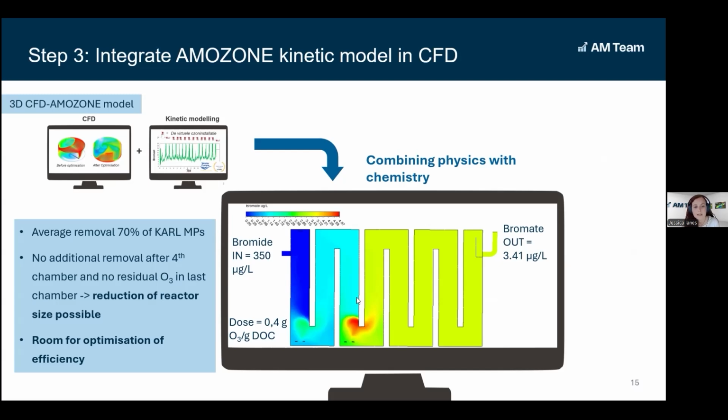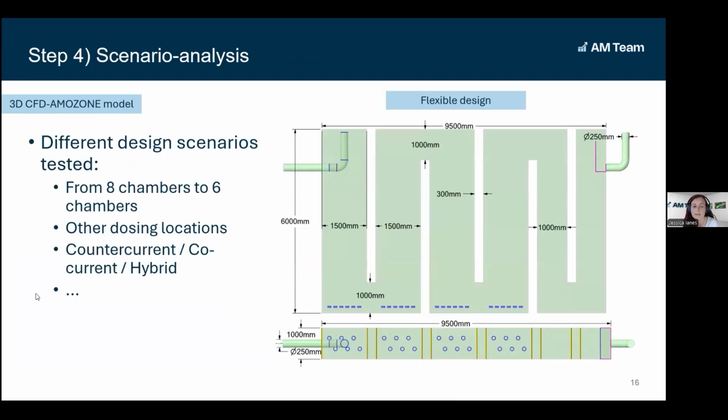And we could also see that actually after the 4th chamber, there was nothing happening. Bromate was already formed, micropollutants removal was already reached as in the effluent, and also the ozone residuals were almost zero already after the 4th chamber. So we could see that there was actually room for optimization. And in the subsequent step 4, we actually tested more scenarios, testing different designs.